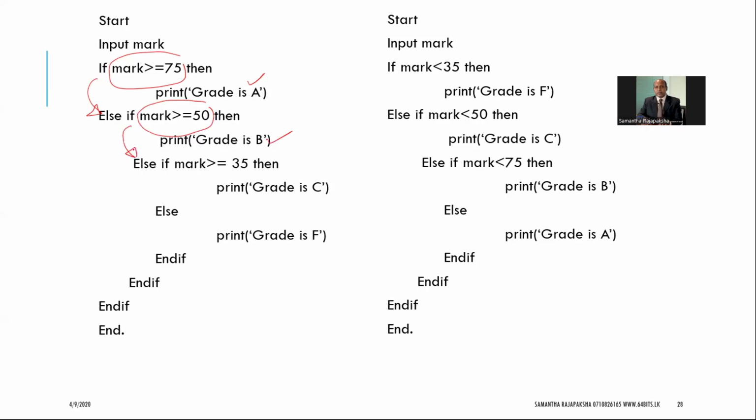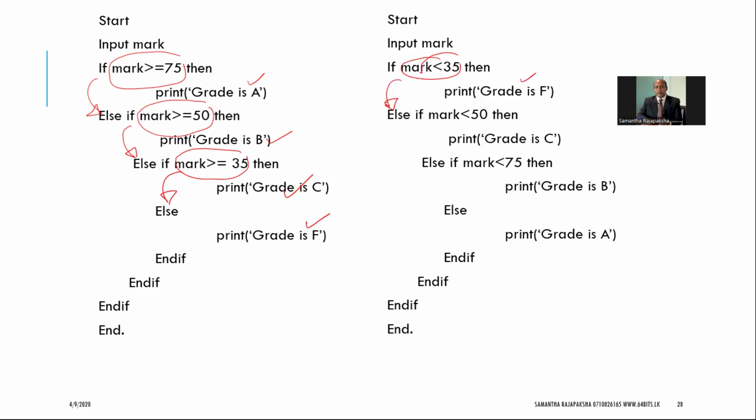If it is less than 75 and larger than 50, then it is B. Else means marks are not larger than 50. Then you check whether marks are greater than 35. If the marks are greater than 35, you can say pass. Else, you can say it's fail. Same way, you can start from the bottom. If the marks are less than 35, you can say fail.